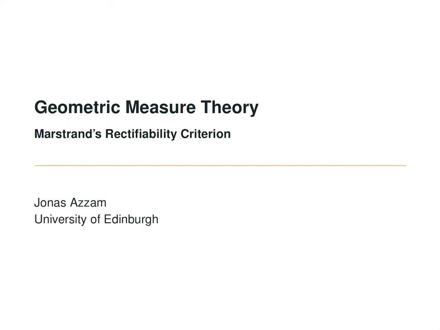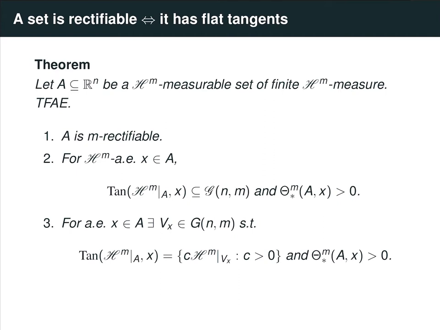In this video, we'll discuss Marstrand's rectifiability criterion. So recall when we first introduced rectifiable sets, we gave the following characterization. An H^m measurable set with finite H^m measure is m-rectifiable if and only if at almost every point its tangent measures are all flat measures and the lower densities are positive.